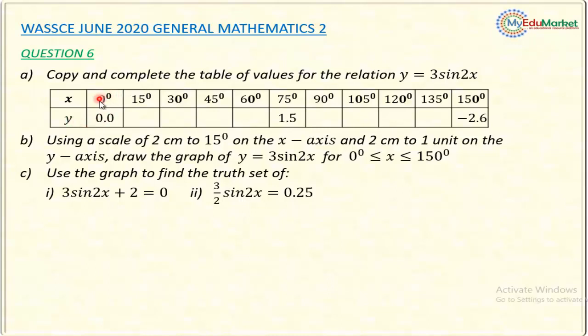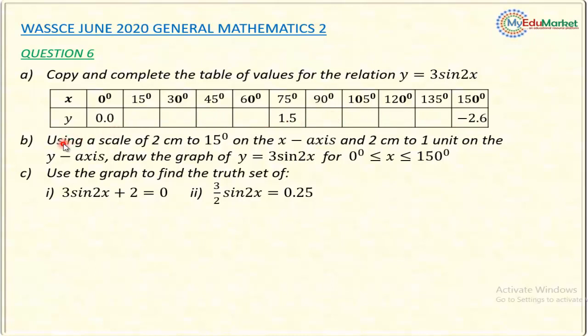When x is 0, the corresponding y is also 0. When x is 75 degrees, the corresponding value of y is given as 1.5. And when x is 150 degrees, the corresponding value of y is given in the table as minus 2.6. So we have to copy other corresponding values of y that are missing.